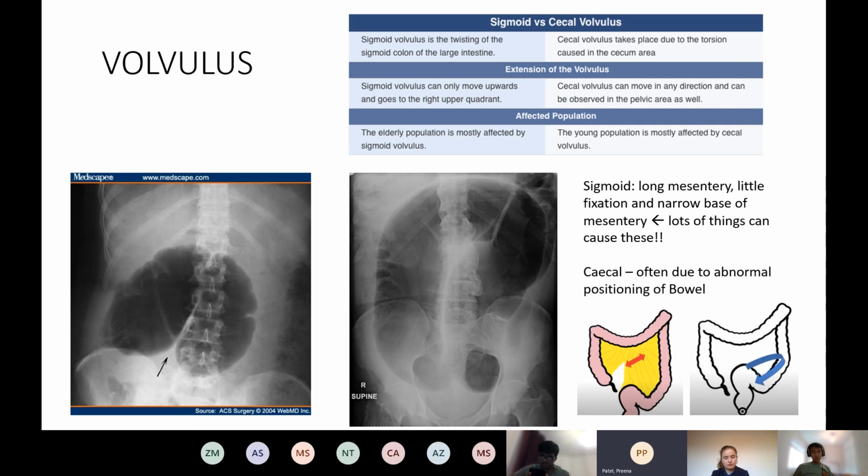Whereas the opposite happens on the right hand picture. So if you follow the center, it kind of points to the left lower quadrant where your sigmoid is. It starts there and then pulls up. Is that clear?